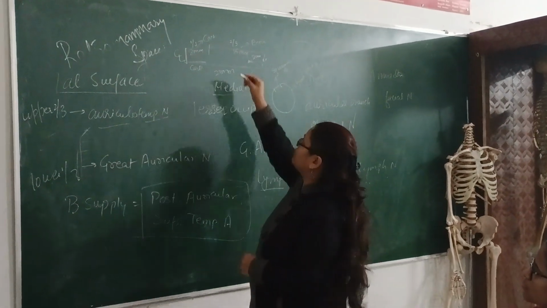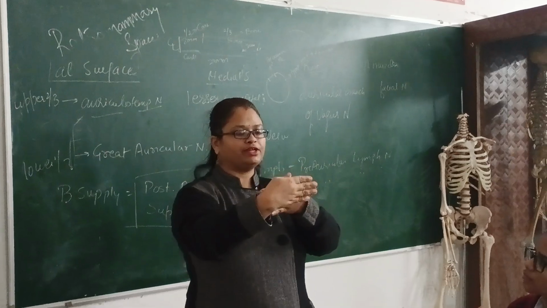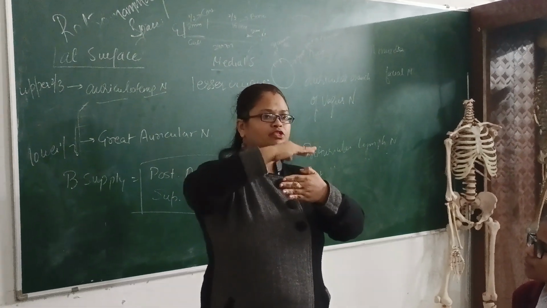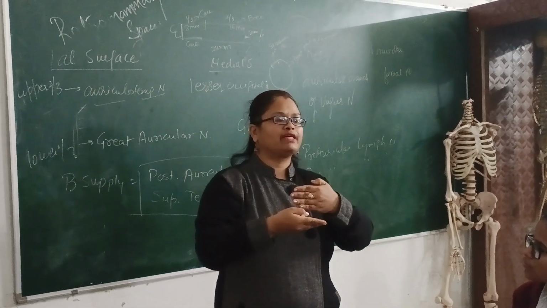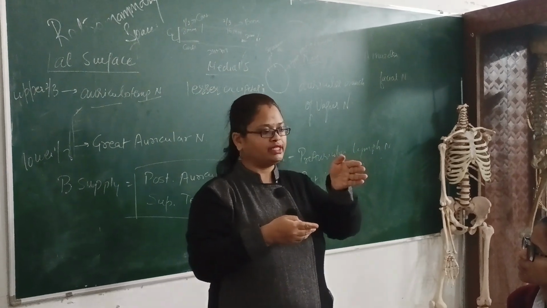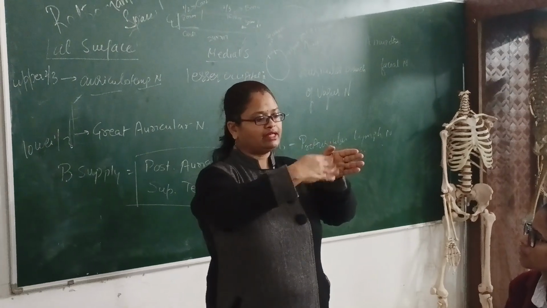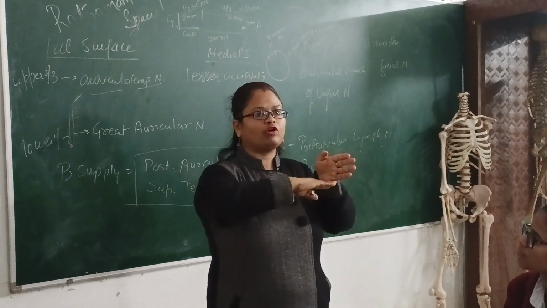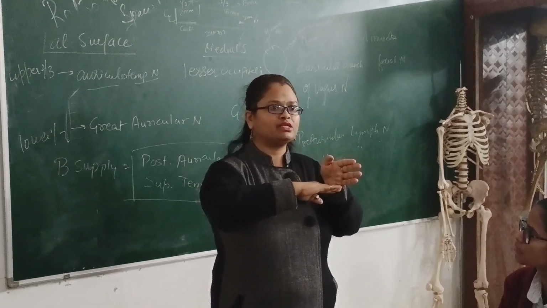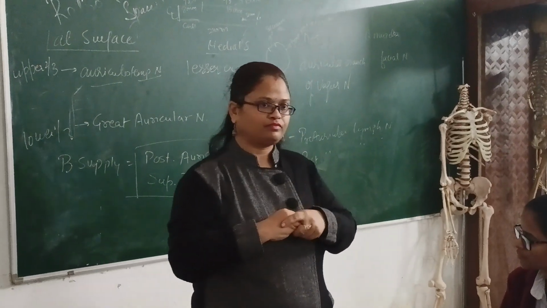Now you see the anterior wall. This is the anterior wall, this is the posterior wall, this is the roof, and this is the floor of the external auditory meatus. Now our tympanic membrane is not straight, it is placed obliquely in such a way that the anterior wall and the floor of the external auditory meatus are longer than the posterior wall and the roof.